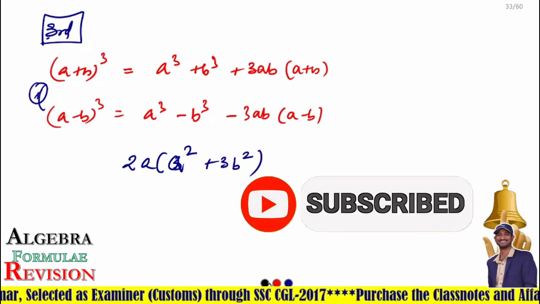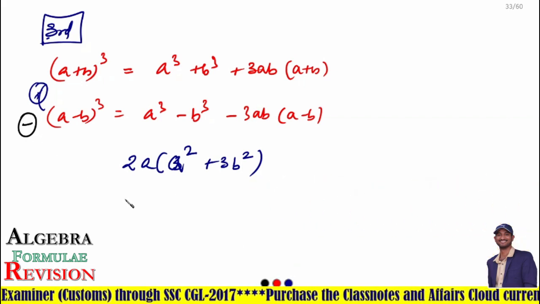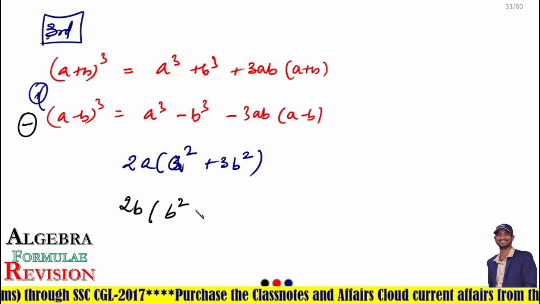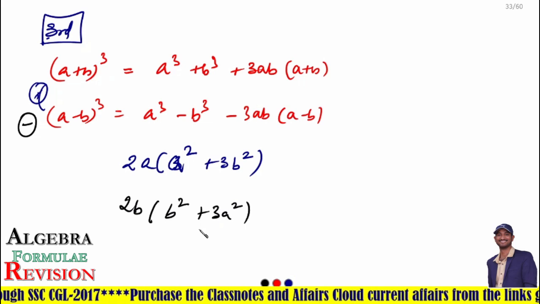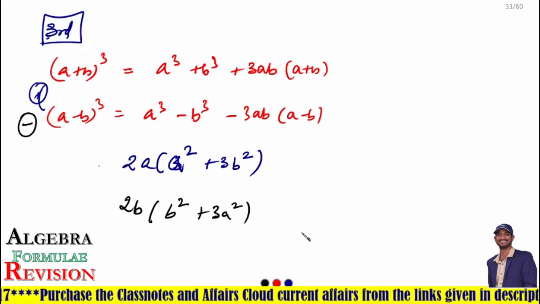Okay. If I subtract these two, then what is the value of (a + b) whole cube minus (a - b) whole cube? 2b take common, 2b(b square plus 3a square). Okay, this is addition, this is subtraction.